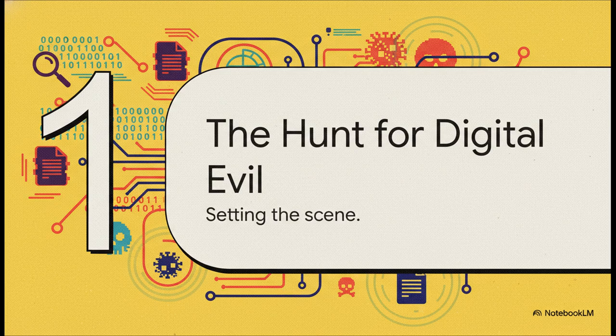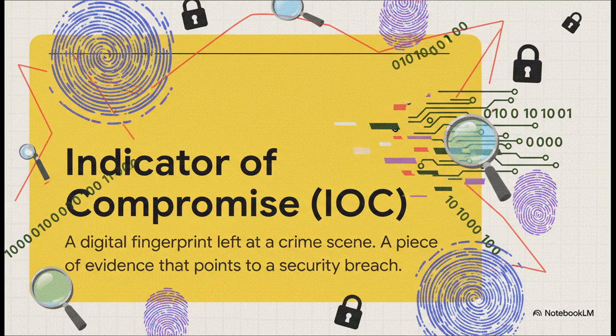Okay, let's get into character. For the next few minutes, we are digital detectives. Our one and only mission? To track down malicious files that are doing everything they can to stay hidden on a compromised system. Every detective needs clues. In our world, those clues are called indicators of compromise, or IOCs for short. Just think of an IOC as a digital fingerprint. It's that unique piece of evidence a hacker leaves behind that points straight to a security breach.